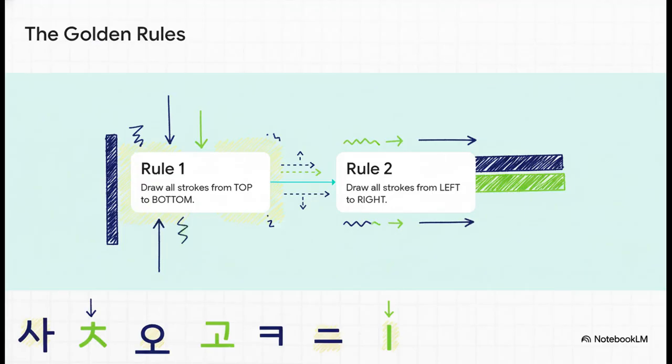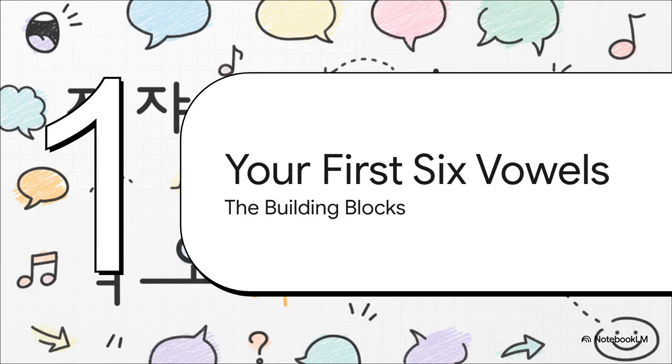Rule 1, every stroke is drawn from top to bottom. And Rule 2, every stroke is drawn from left to right. That's it. Top to bottom and left to right. This is the key to the whole thing. All right, with those 2 rules in our back pocket, let's meet our first 6 vowels.